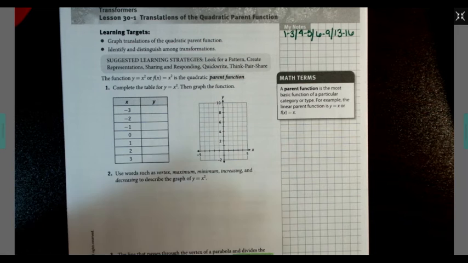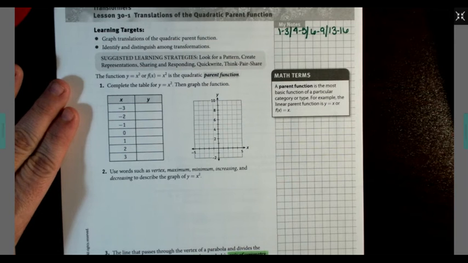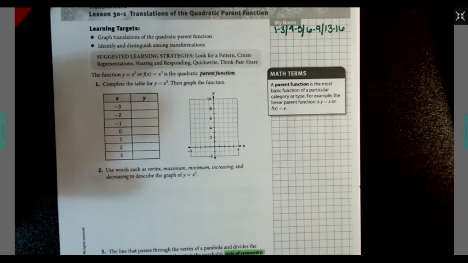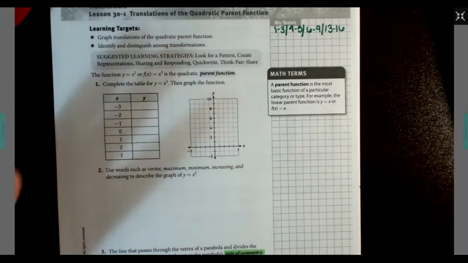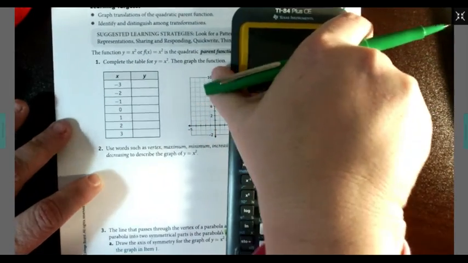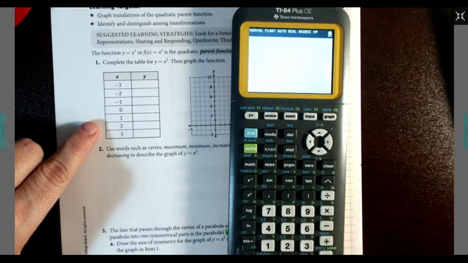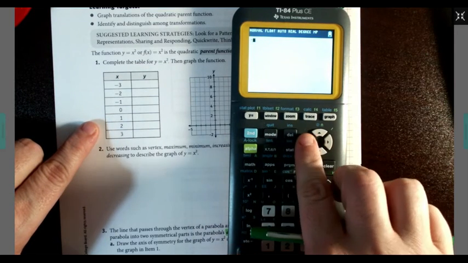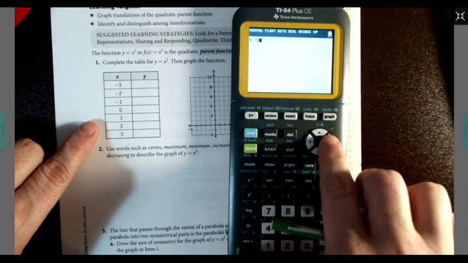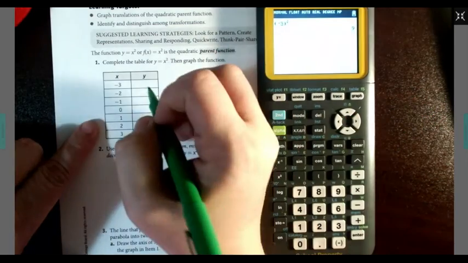Number 1, complete the table for y equals x squared and then graph the function. We want to try -3, -2, -1, 0, 1, 2, and 3. So again, we're plugging into the function x squared. So we've got -3. I'm going to put that in parentheses. Squared gives me +9.